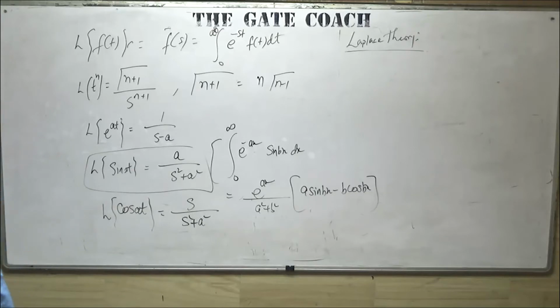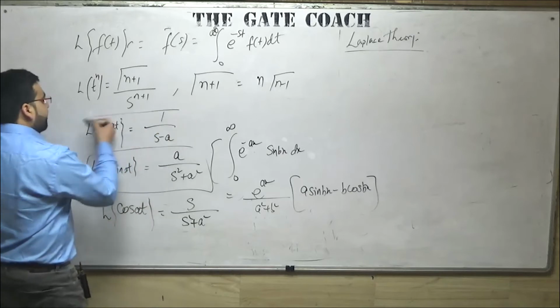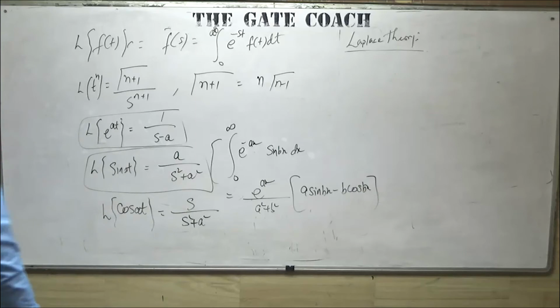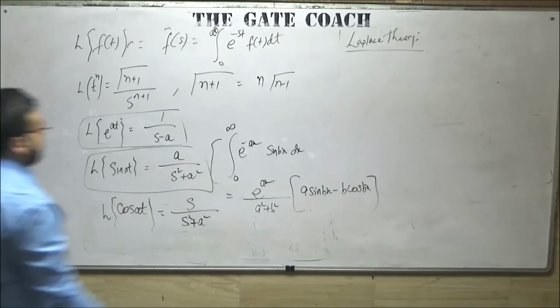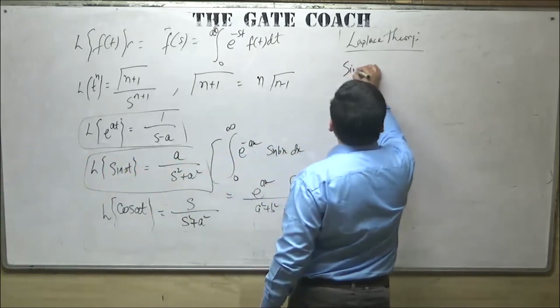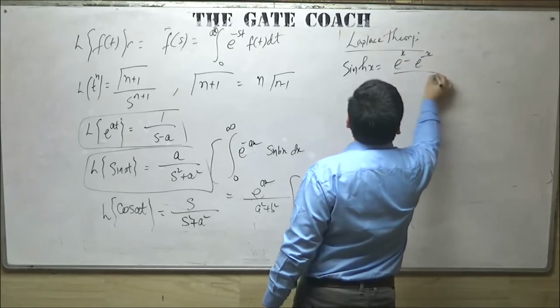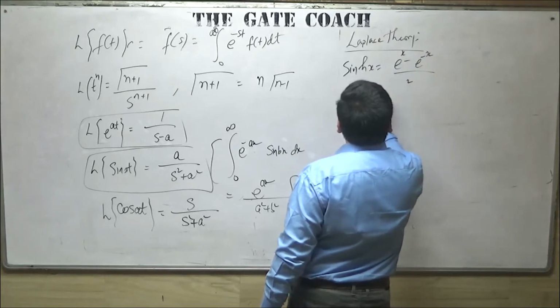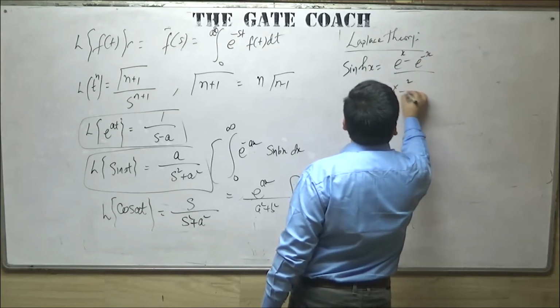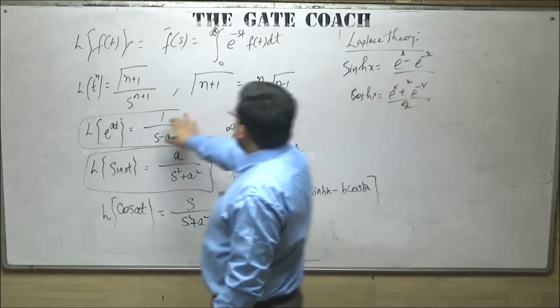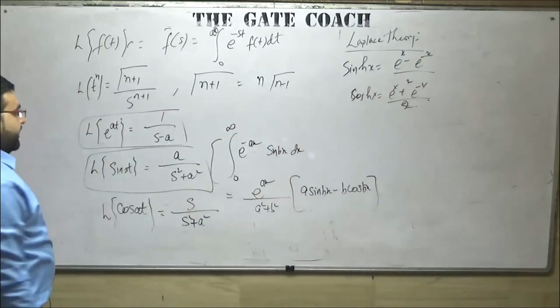Then we discussed the hyperbolic functions. Even if you do not remember, you can directly do it with the help of this particular thing. Because sin hyperbolic x is equal to e raised to power x minus e raised to power minus x divided by 2, and cos hyperbolic x is equal to e raised to power x plus e raised to power minus x divided by 2. Either you can use this or you can also learn it. It depends on you.